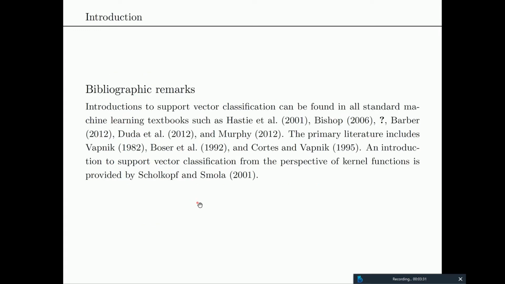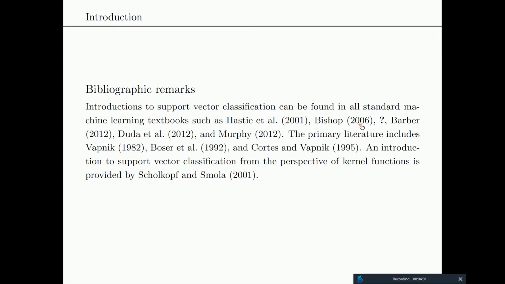Support vector classification and support vector machines you find in every machine learning book, and as you noticed from the previous lectures in this course, you also find them in data mining books, because I think what you mainly have done so far is data mining.